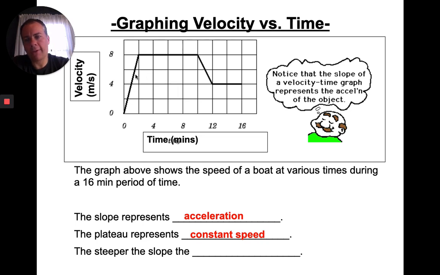On these graphs, the slope of the line represents acceleration. The steeper the slope, the faster the object was accelerating. And that makes sense. Okay, if we had a gradual line here, it would mean the velocity is increasing, but it's happening over a longer period of time. It's slower acceleration.